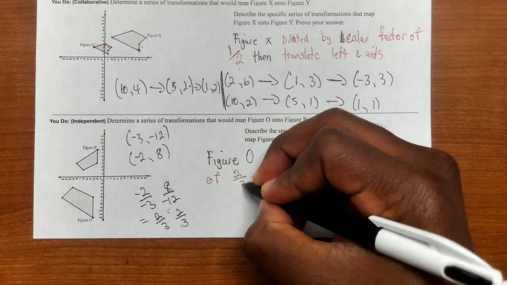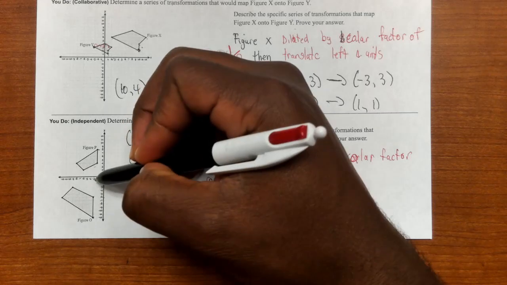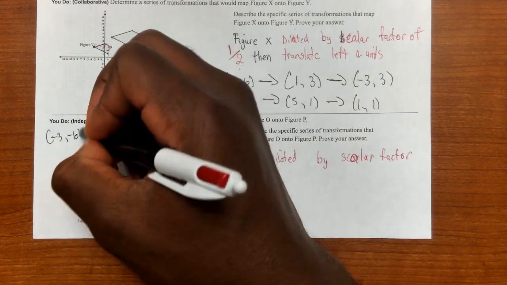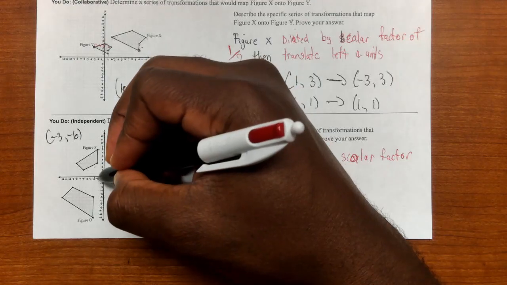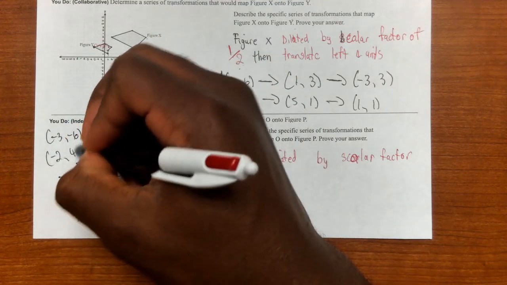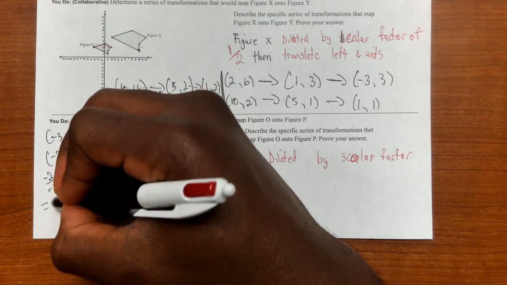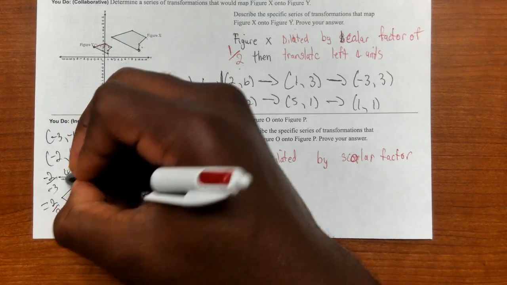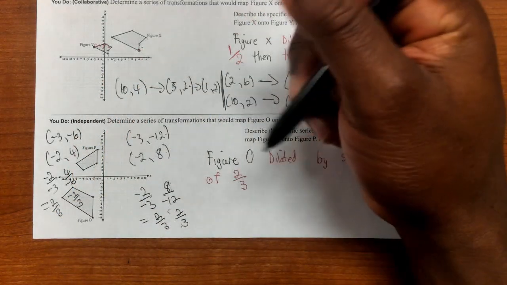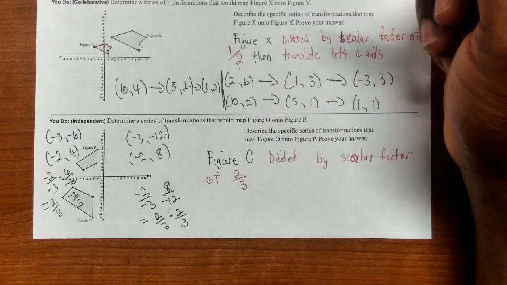Yeah, 2 over 3. Because if I tried another point, so for example this point right here, that's negative 3, negative 6, and then it got to negative 2, 4. So yeah, I got the same negative 2 over negative 3, which is 2 over 3, and then 4 over negative 6, which is negative 2 over 3. So yeah, I got the same change in scalar factor amount. Okay, so 2 over 3 would be the scalar factor amount.